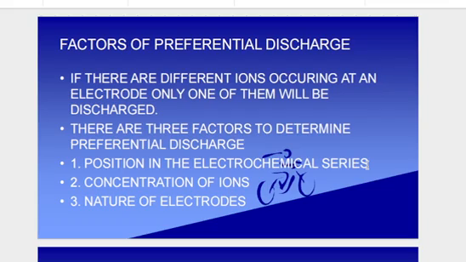Ions are preferentially discharged. Oh, sorry, no, that's not what I said. The less electropositive or less electronegative are the weaker ions and are preferentially discharged. Have you guys gotten it?